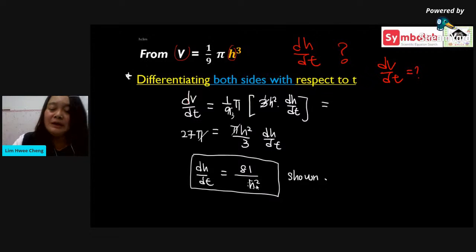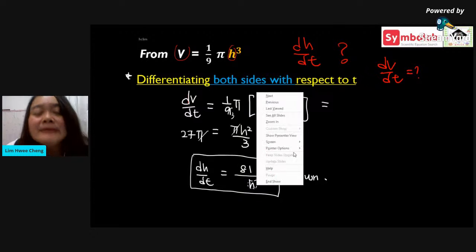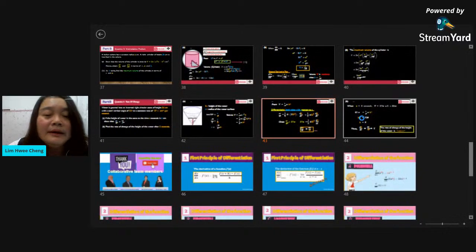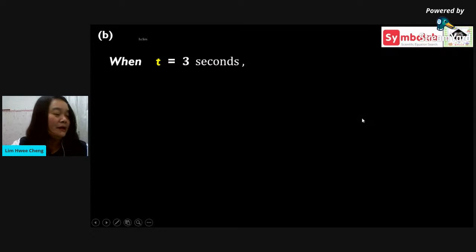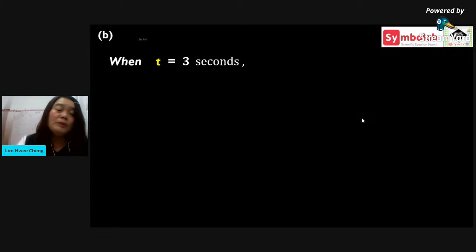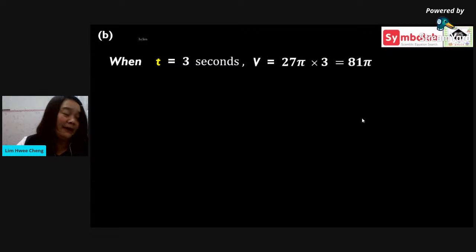Okay, so you proceed with the next slide. When t equals 3, you have to know the volume after 3 seconds. If at 1 second it pours 27 pi, at 3 seconds you already have 81 pi. So you find the height H at that time, and you get H equals 9.